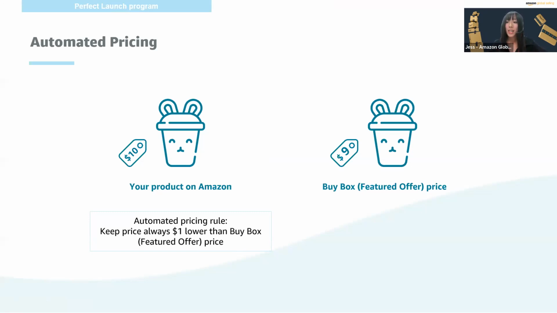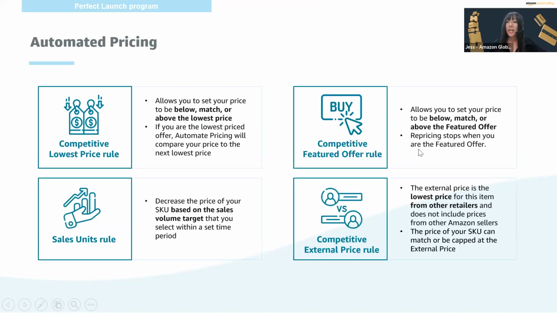So for example, let's say your product is currently being sold at $10 on Amazon. If you have set a rule where you want your price to be always $1 lower than the featured offer price, or what we call buy box price, then your product will be automatically adjusted to $8 in this case because the buy box offer is $9. So $1 lower, $8. Okay, so just now was an example of the competitive featured offer rule, where you set your price to be below, matching or above the featured offer. Okay, but there's actually other automated pricing rules available.